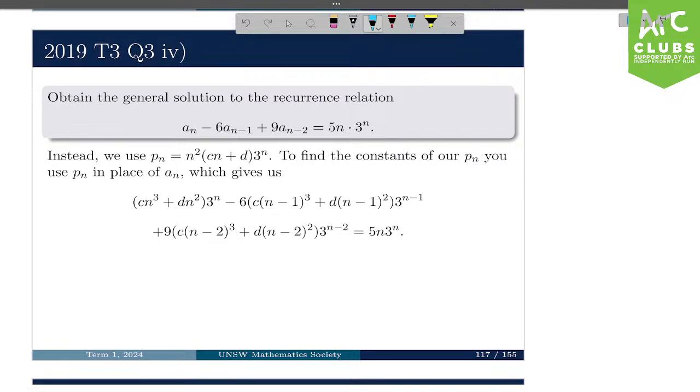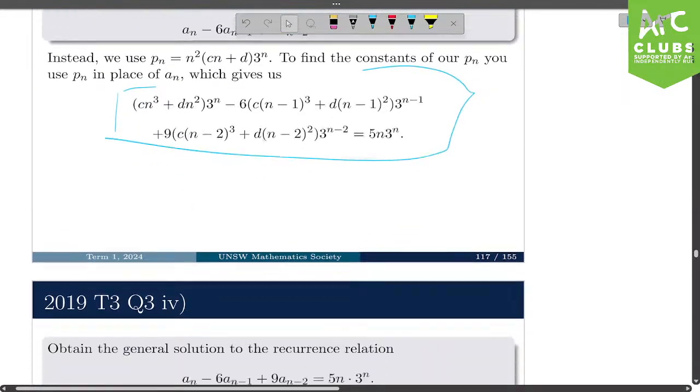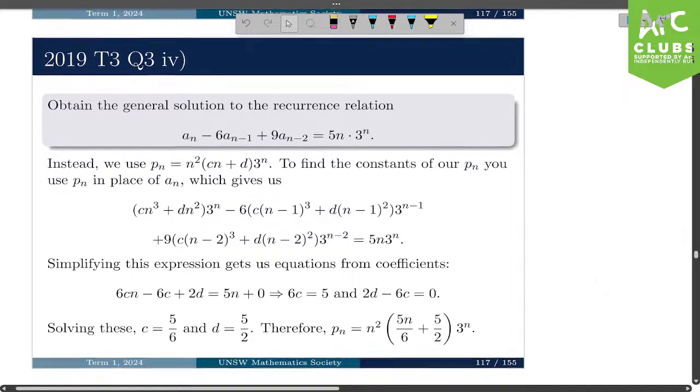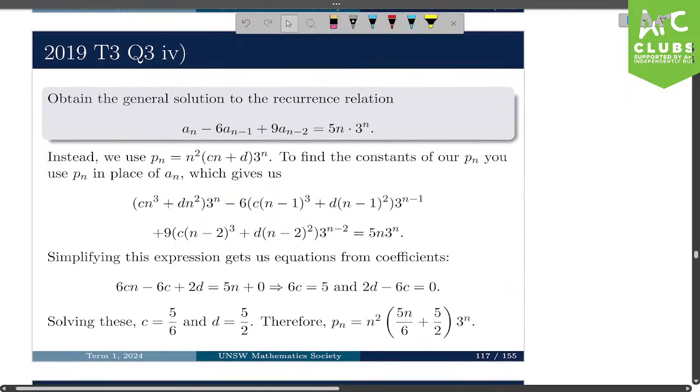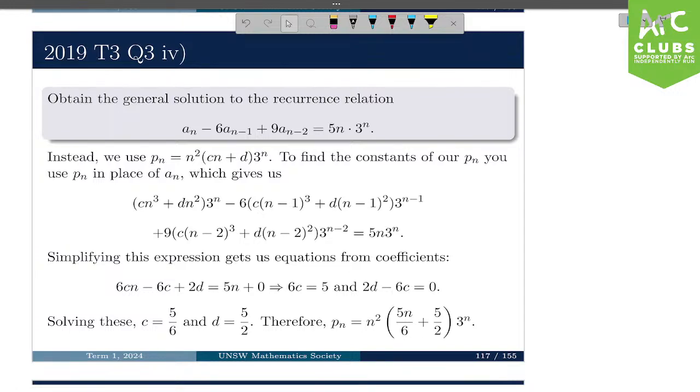And to find the constants, we have to use our Pn in place of An. And then we know that this monstrosity here is equal to 5n times 3 to the n. And if we just simplify it a little bit, we get 6cn minus 6c plus 2d is equal to 5n plus 0.